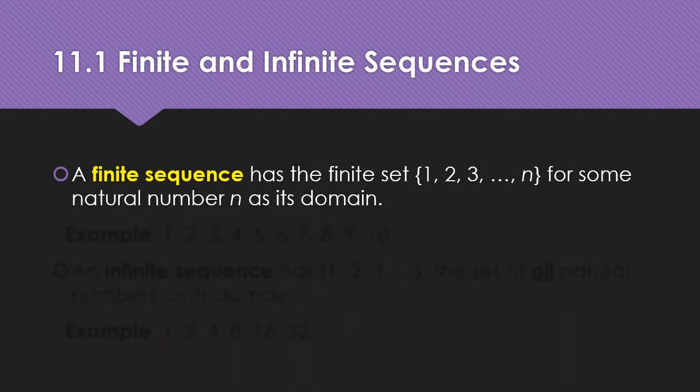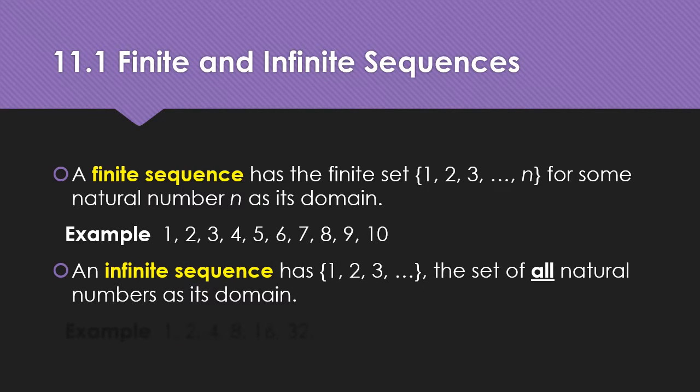A finite sequence has the finite set 1, 2, 3, and so forth until you get to n for some natural number n as its domain. In other words, like this example here, we're starting at 1 and we're ending at 10. There's a definite ending point to the domain, so it is finite. It does not continue forever. An infinite sequence has 1, 2, 3, and so on with no end. In other words, the set of all natural numbers as its domain. An example would be 1, 2, 4, 8, 16, 32. The dots indicate that we are to continue in this manner basically forever.